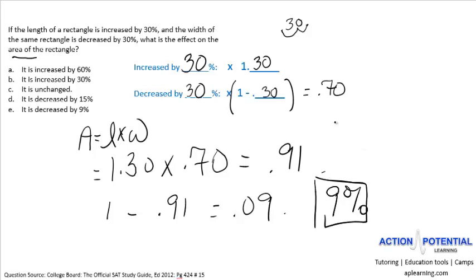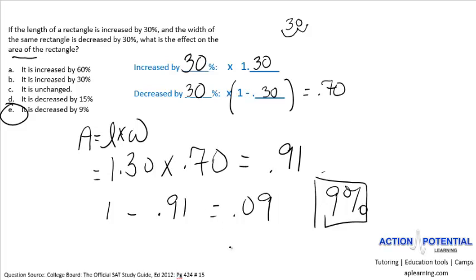So what this means is that we started off with a perfect rectangle, whatever the number is. We'll just call it 100%. That's just what we're starting off with. And based on what's happened here in the length and the width, it's increased and decreased by a certain percent, we wind up with 0.91. So that's a change of 9%. And because 0.91 is less than 100%, it's going to be a decrease. So E is the correct answer.